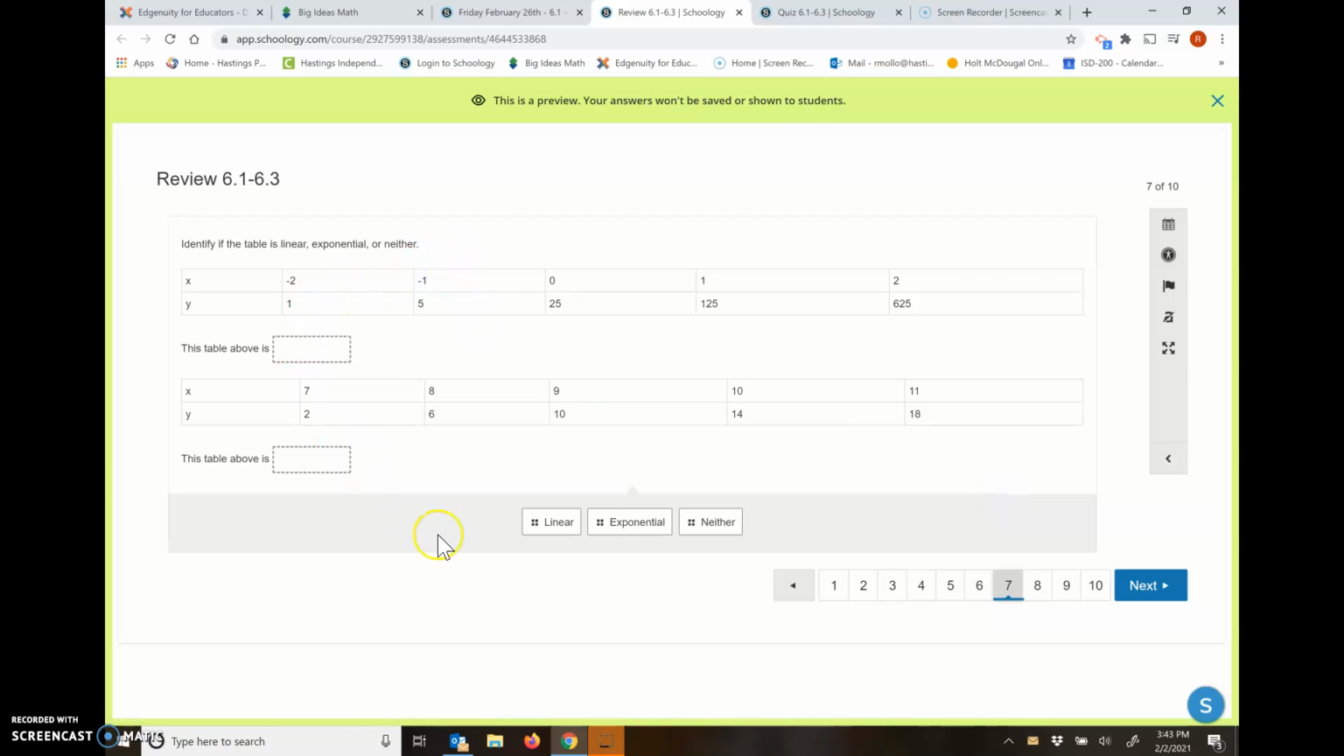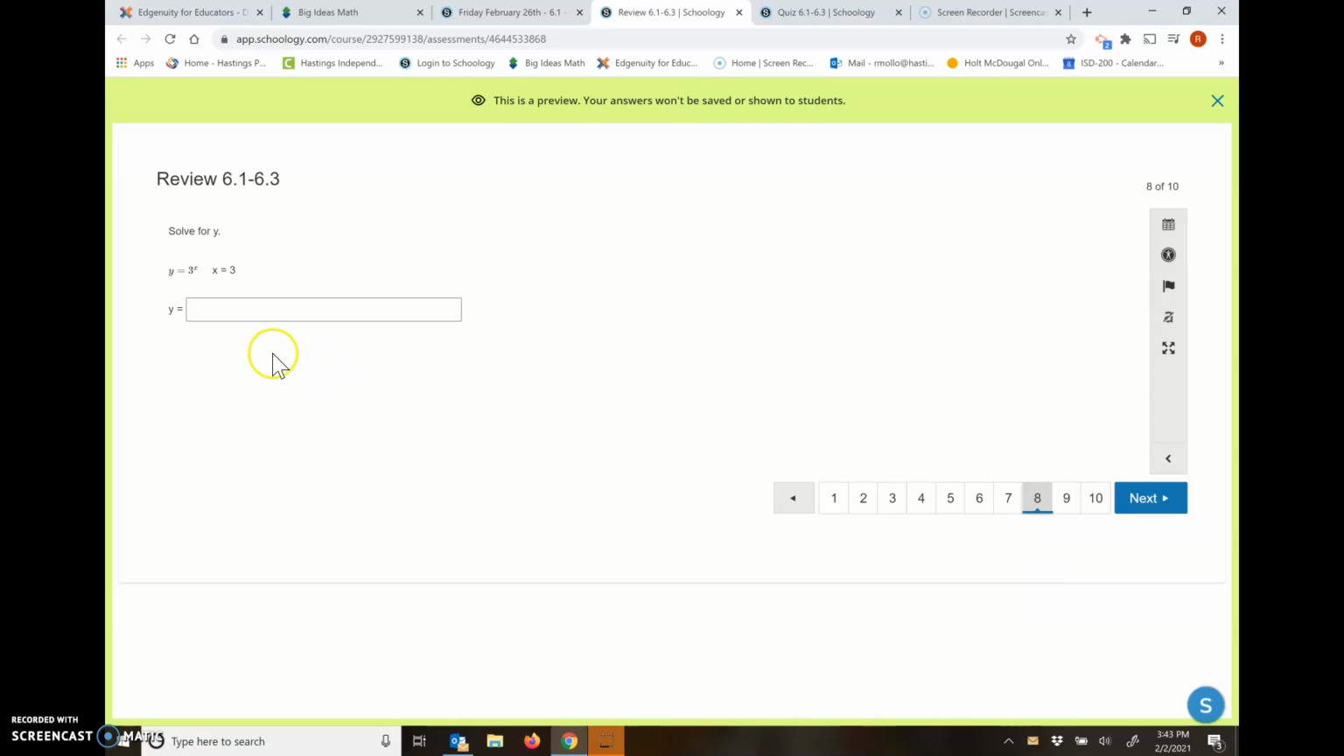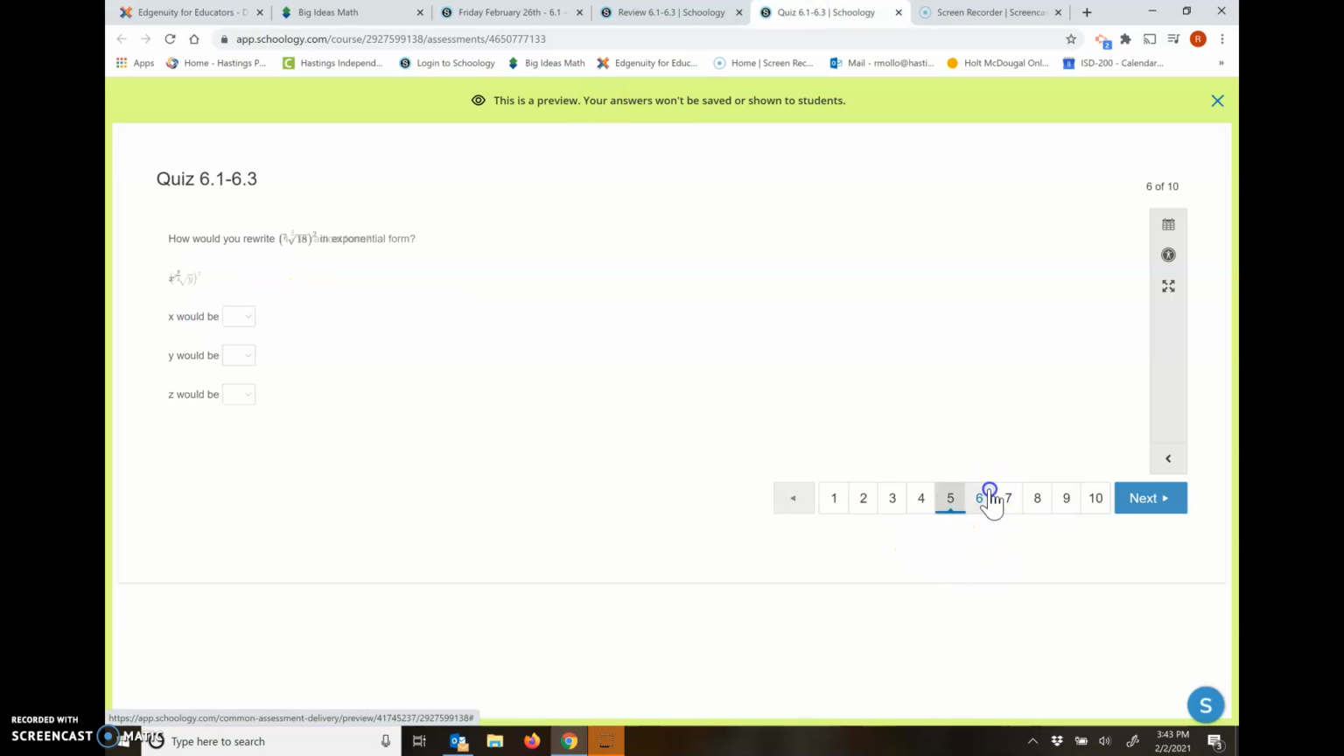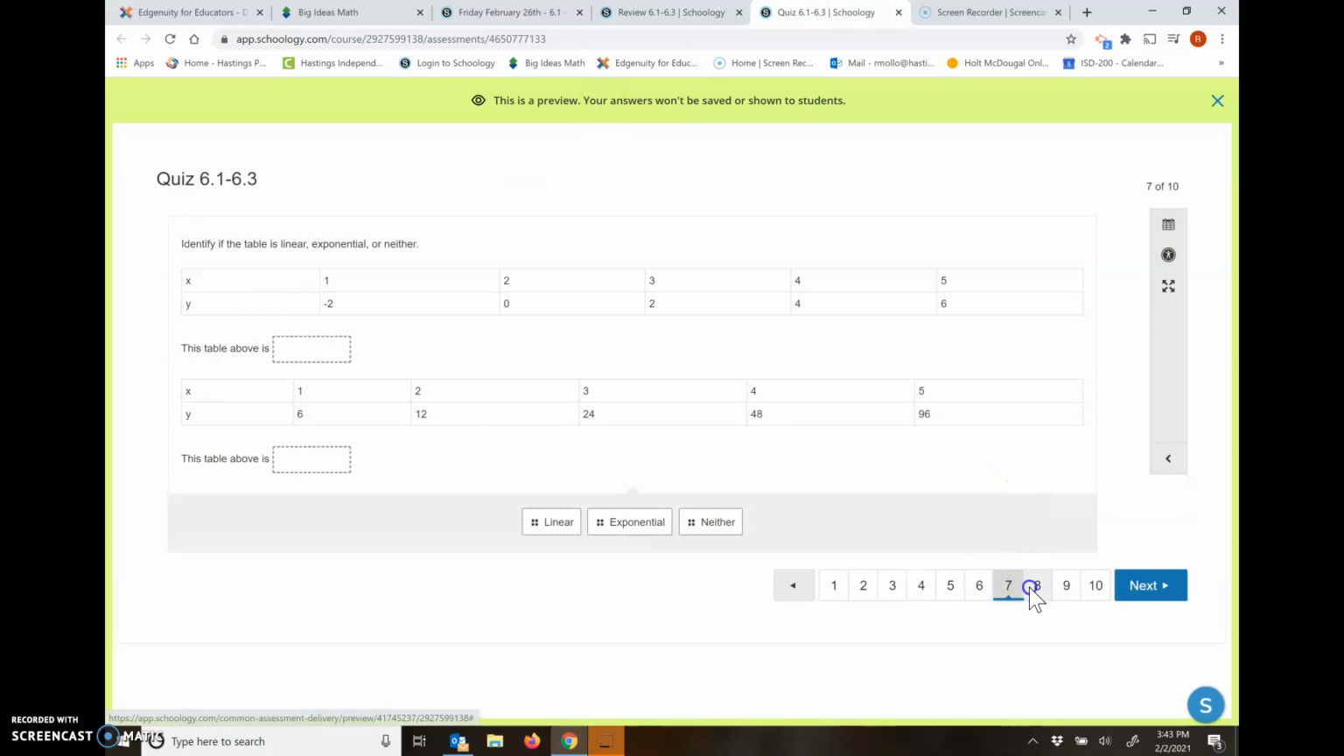Okay, 7, you're saying whether it's linear, exponential, or neither. 8, you're solving some math, so if y equals 3 to the x power, and x is 3, you're writing that in there. Same thing here, if y equals 4 times 5 to the x power, and x is 2, what would that equal? And then same thing on the quiz.